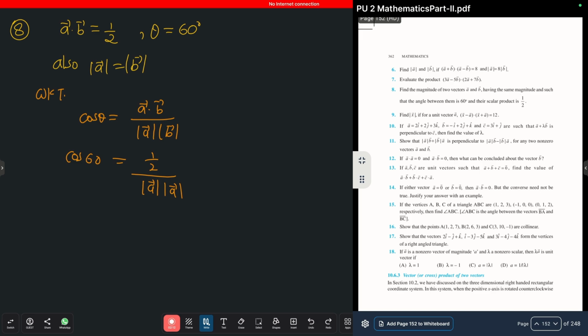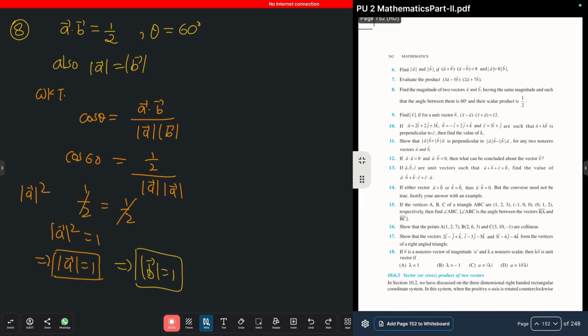Cos 60 value is 1 by 2. So 1 by 2 equals mod A square into 1 by 2. Then the 1 by 2 cancels, so mod A square equals 1. Then mod A equals 1. If mod A is 1, then mod B is also 1 because both are equal.